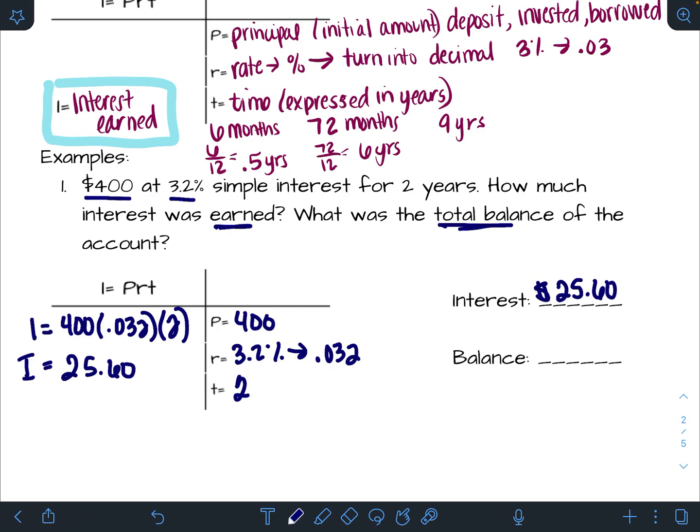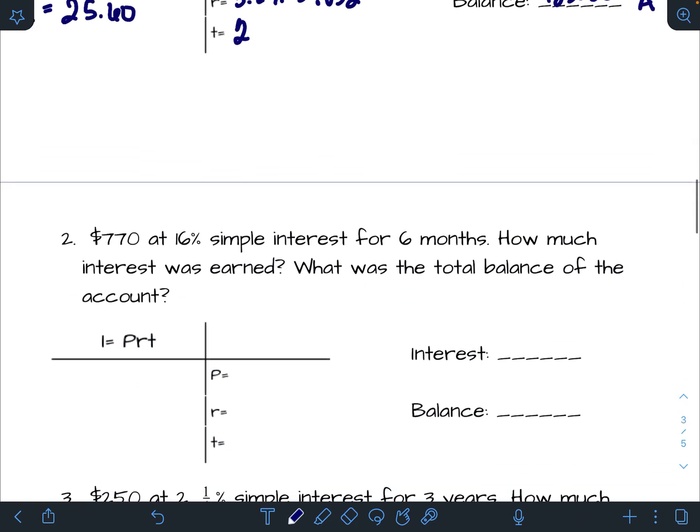If I want to know my total balance, I know that I invested $400 into my account. So I had $400 in the account, and I earned $25.60. So if I take my interest plus my principal, it will give me my account balance, which we're going to call A, and that is $425.60. So just so you know, whenever you solve this, you are just getting interest. To find the account balance, you would have to add your interest plus your principal.